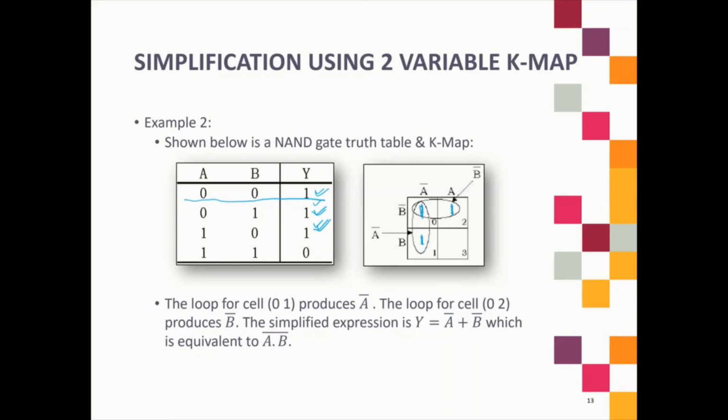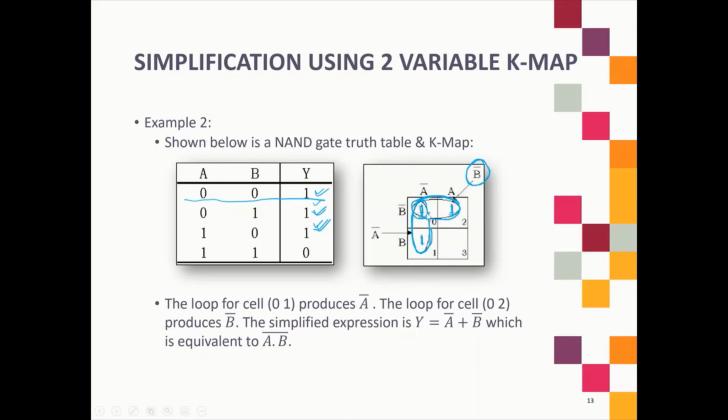And then next, you draw loops for the adjacent cells. So for this one, you have 2 loops. This is the first loop, and then this is the second loop. For each loop, we produce 1 simplified term. So how do you get the simplified term? You need to make a comparison between these 2 values and get the same variable for these 2 cells. So for these 2 cells, cell 0 and cell 2, the same variable is B bar.